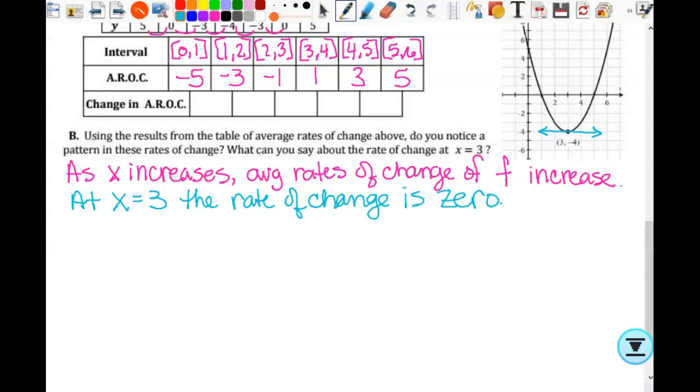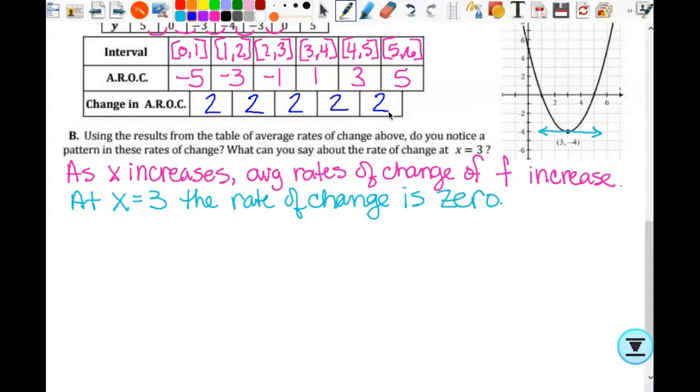Okay, so we're going to do one more thing on this. We're going to look at the change in the average rates of change, which somebody has already said, and that's totally fine. But negative 3 minus a negative 5 is 2. Negative 1 minus a negative 3 is 2. 1 minus a negative 1 is 2. 3 minus 1 is 2, and then 2. Okay? So the change in the average rates of change is constant.